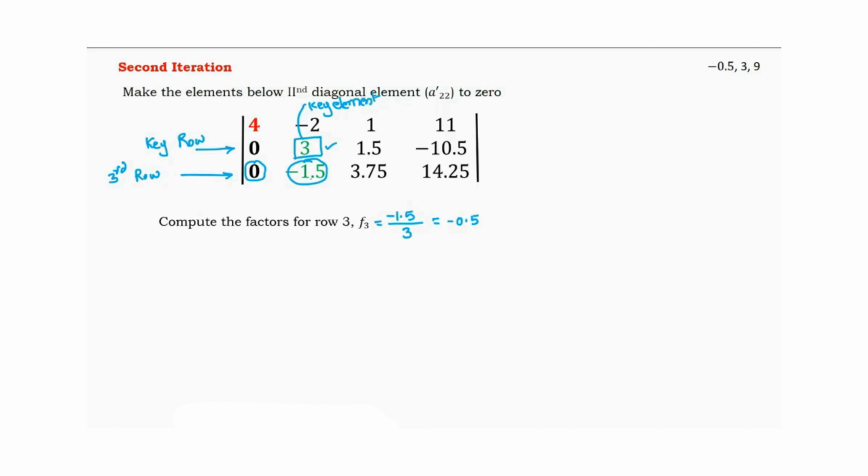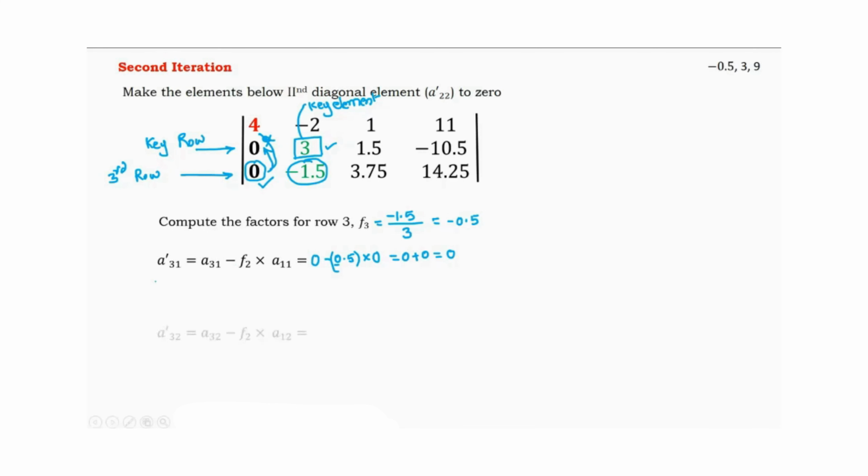Next, you manipulate again. As per the usual procedure, you apply A33 dash. The new element A33 dash is equal to A31, whose old value is 0, minus the factor, which is minus 0.5, into the corresponding element. Sorry, it is not this one, because this is the key row. Now, second case, the key row is this. So it is 0 plus 0 is equal to 0, so it remains as it is.